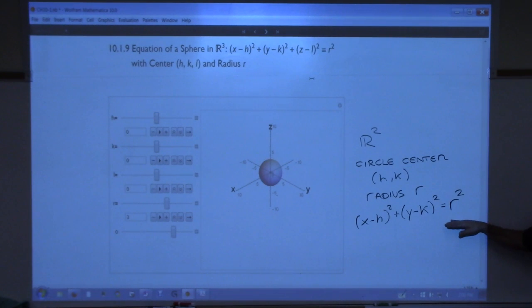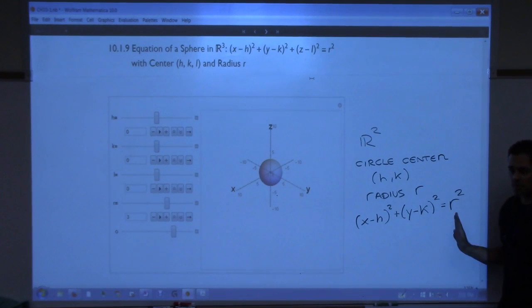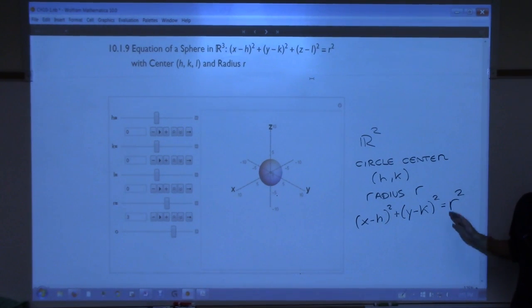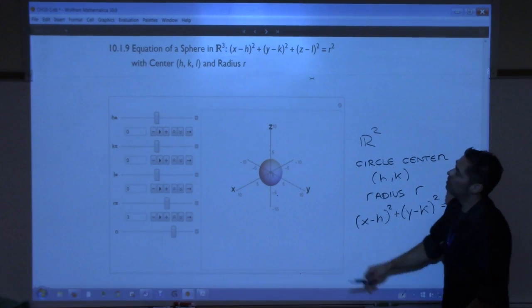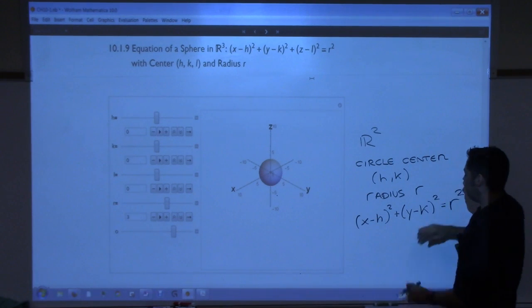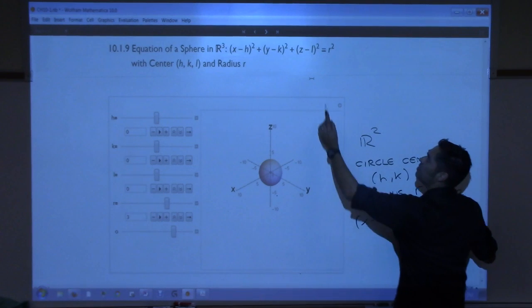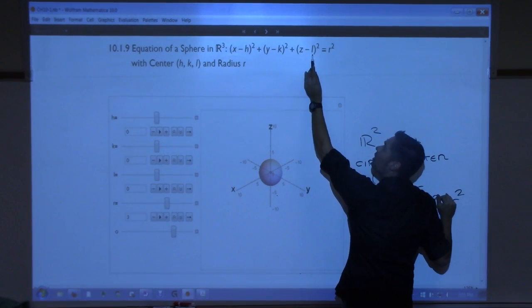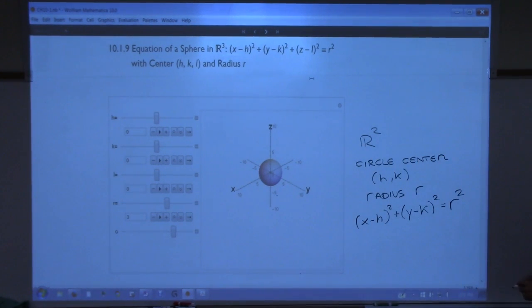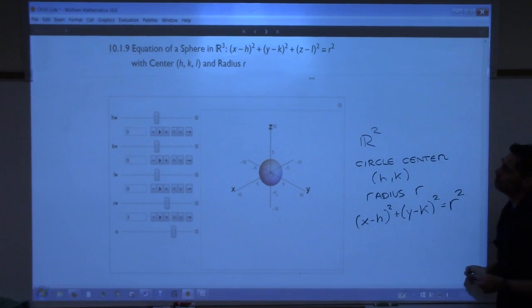That look familiar to everyone? If the center of the circle is the origin, (0, 0), then this just becomes x² + y² = r². If we go to three-dimensional space, you still have (x - h)² + (y - k)², so that's all the same. But you now have this third component, this third piece. It's (z - l)², we're using l here, a lowercase l, equals r². And your center is now an ordered triple instead of an ordered pair.